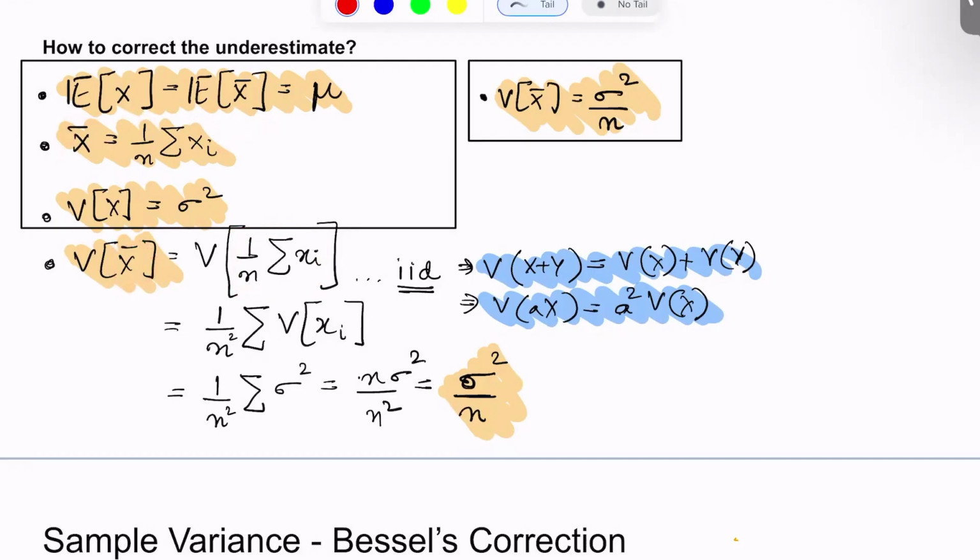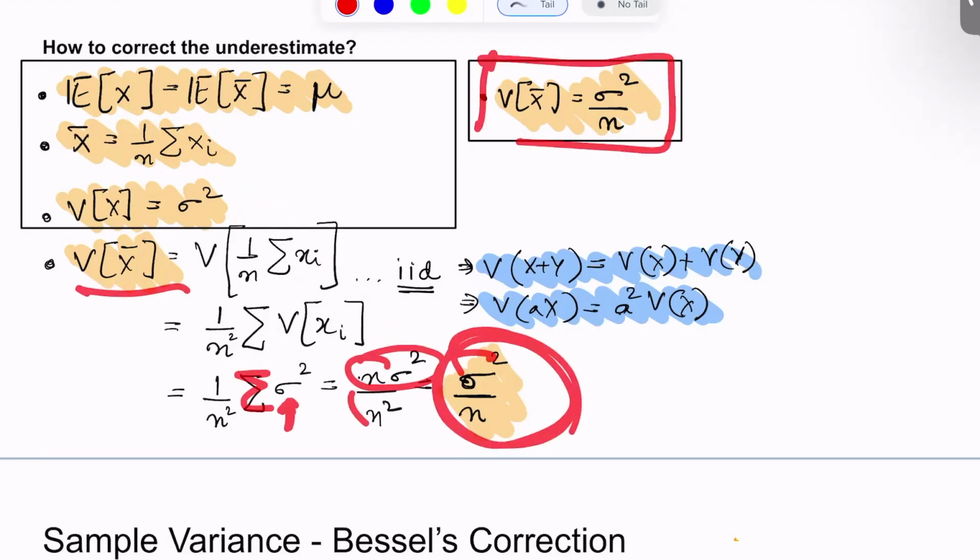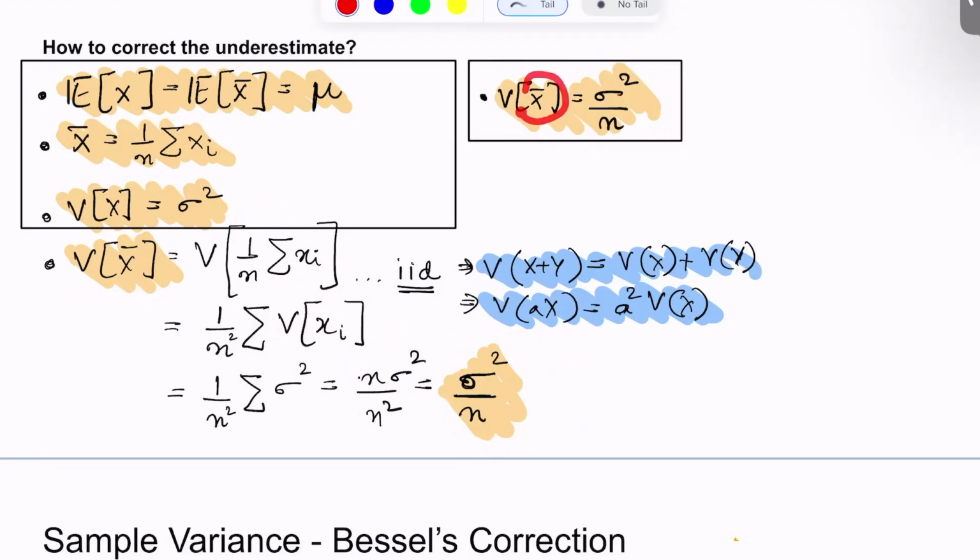Now let's see these equations. Variance of x plus y can be written as variance of x plus variance of y if we assume that these two are independent. And variance of a times x, if a is a scalar, we can take a outside as a square, and it will become a square times variance of x. So in this case, we'll take this 1 by n outside. This will become 1 by n square, and we can take the variance inside and the summation outside. Now this variance of xi is nothing but sigma square, and the summation of sigma square, because this is independent of i, would become n times sigma square, and we get the variance of x bar to be sigma square by n.